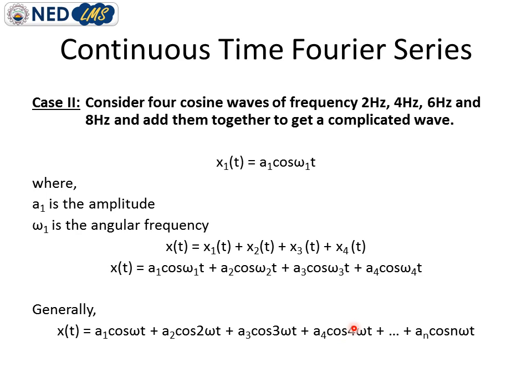But it is not necessary that all the components are present. Again, a case may be assumed that we have only the odd components, 1 omega t, 3 omega t, 5 omega t and so on, or we may have only even components. Again it depends upon the pattern of the complicated waveform, but generally we can represent this type of waveform by this expression, where we have n number of cosine waveforms added up together to form a complicated waveform.